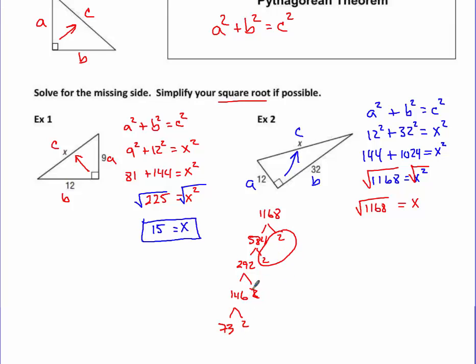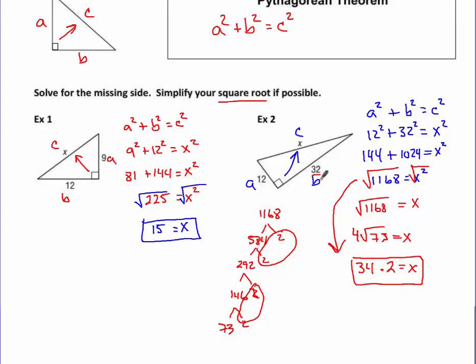We've got a set of 2's, a set of 2's, so we take both those 2's out of the house, so that's going to be 4 square root of 73 equals x. So that's a simplified square root. A lot more practical application of this is just going to be to type 1168 in your calculator and square root it, and you would get that 34.2 is your x. And you can check that, make sure it's right, because 34 is bigger than 32, and it's bigger than 12. And remember, our longest side had to be the hypotenuse.